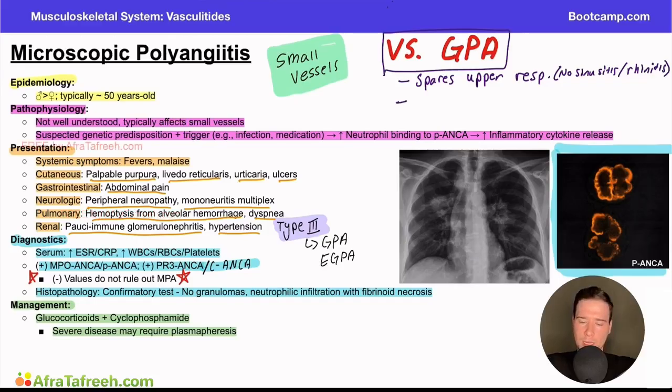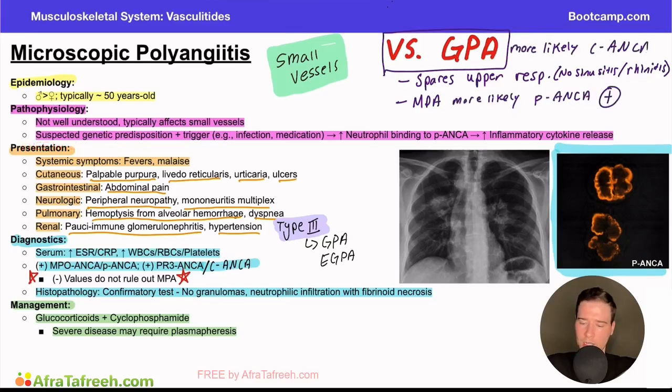Also, note that MPA, or microscopic polyangiitis, is more likely to be P-ANCA positive versus GPA, which is more likely to be C-ANCA positive. Again, referring back to this does not ultimately make the decision for us or ultimately confirm or deny the diagnosis, but they're helpful pieces of information.